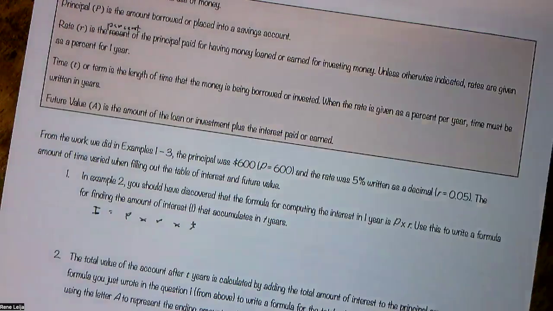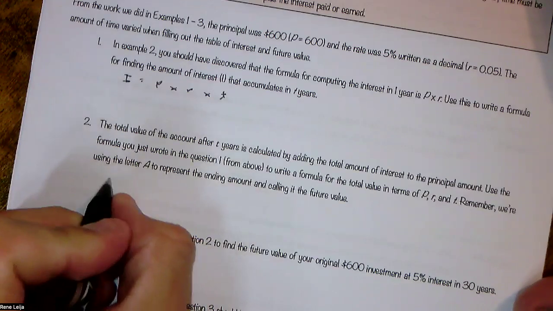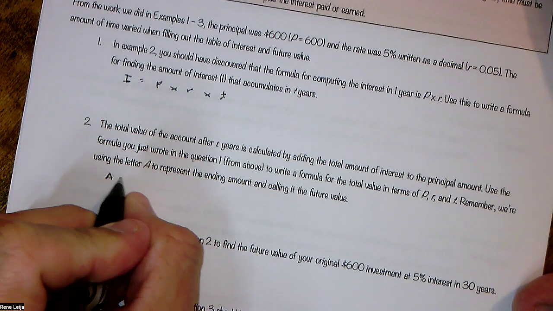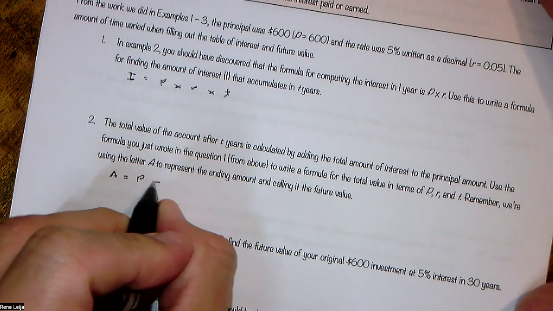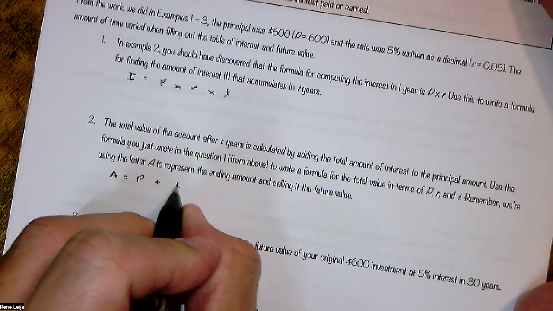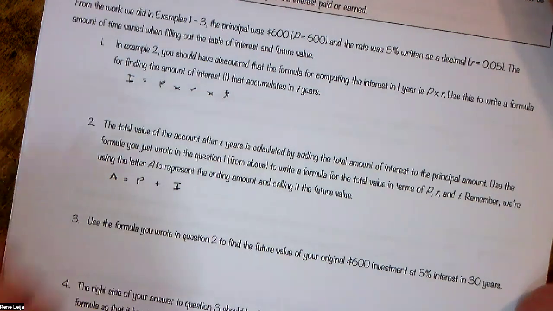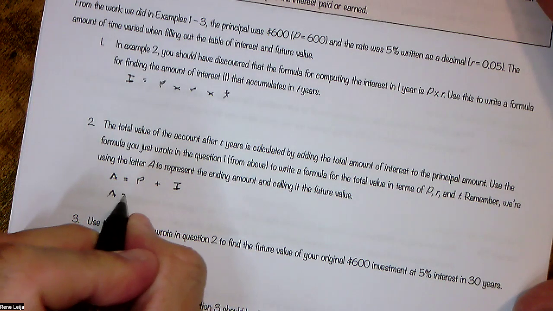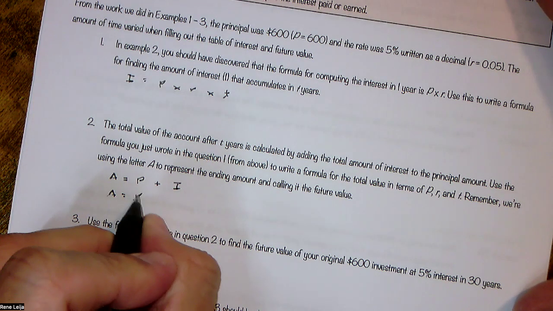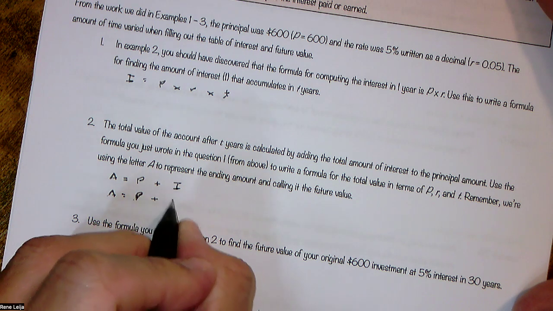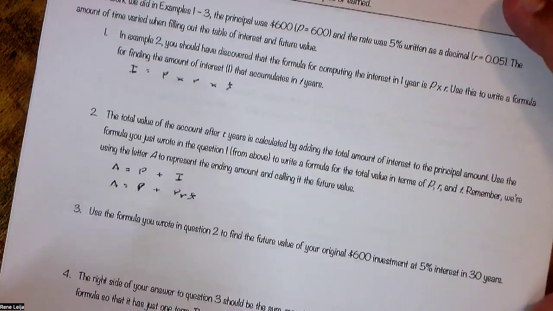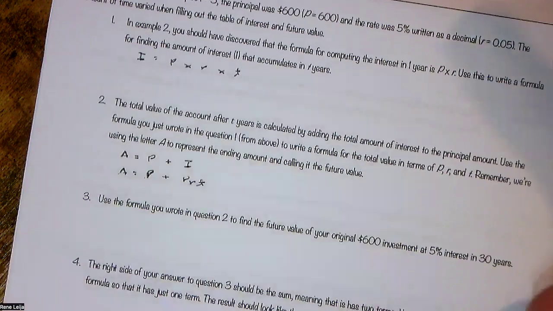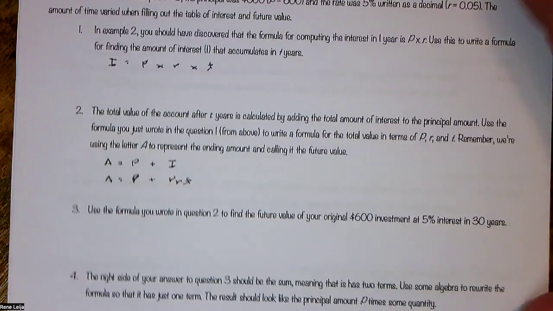Okay. So what they're trying to get you to see here is A is going to represent your future value. So if you take your principal and you add the interest, let me just write I, okay? Well, how do we calculate simple interest? Well, we take the principal times the rate times the time. And that's the formula that they're looking for, okay?